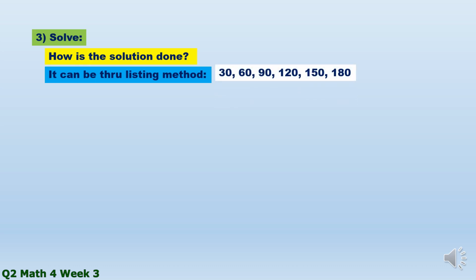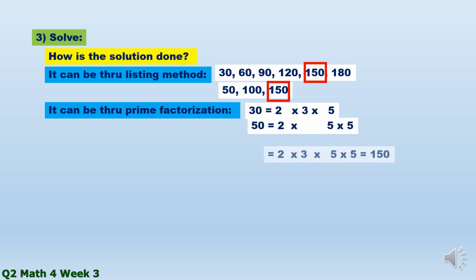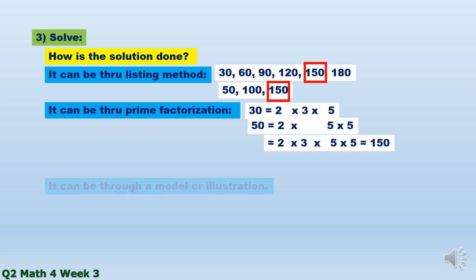Multiples of 30: 30, 60, 90, 120, 150, 180. While 50: 50, 100, 150. Then, the LCM of 30 and 50 is 150. It can be through prime factorization. Prime factors of 30: 2 times 3 times 5. Prime factors of 50: 2 times 5 times 5. Kaya ang naging LCM nila ay 150.